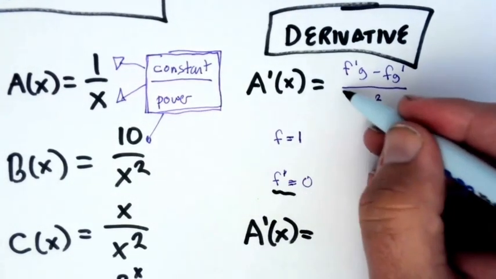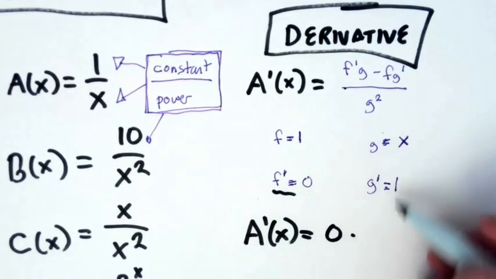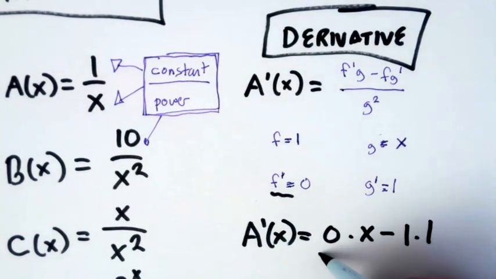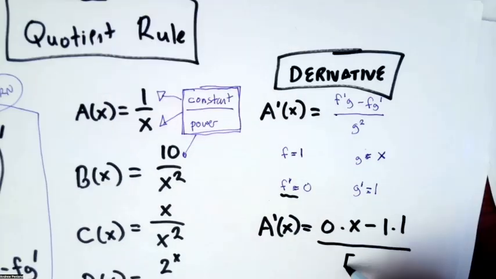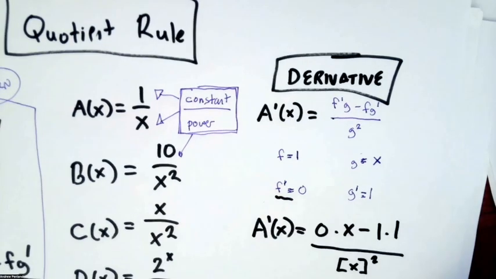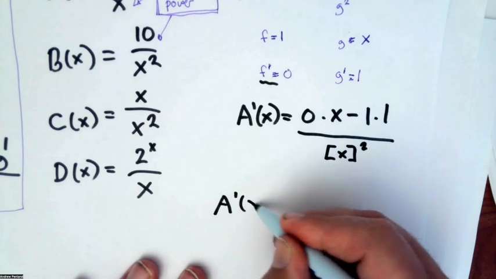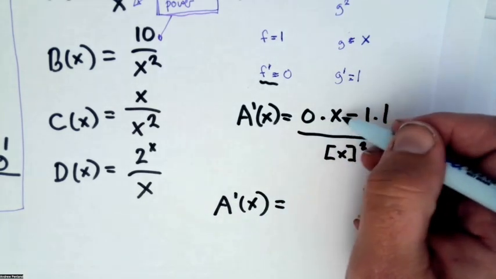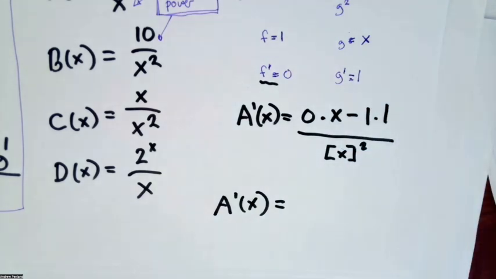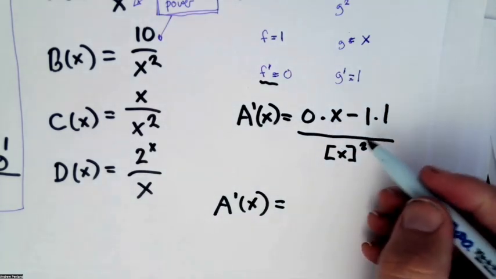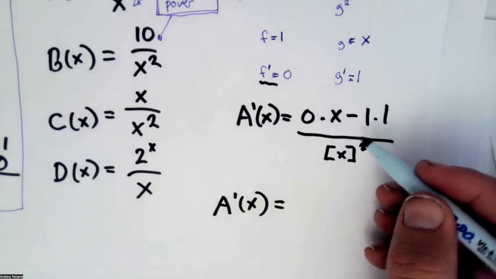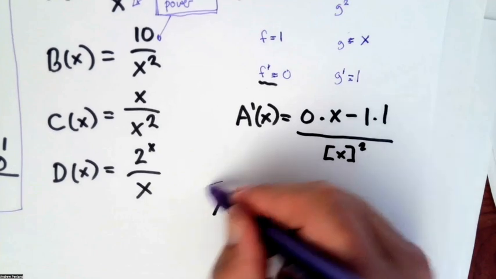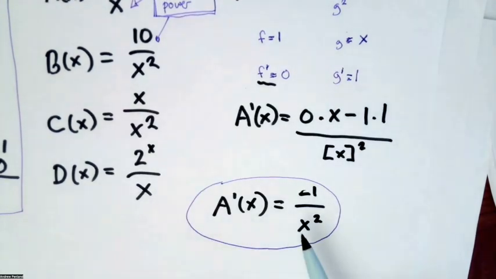F prime is 0, so I have 0 times x minus 1 times 1 divided by g squared, so x quantity squared. Then I'm going to take a prime of x. Now I can clean this up a little bit, right? Because 0 times x is equal to 0, so why write it? Minus 1 times 1 is equal to negative 1, and x squared is equal to x squared. So if I do quotient rule, I get that answer.